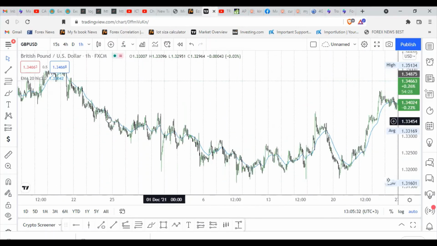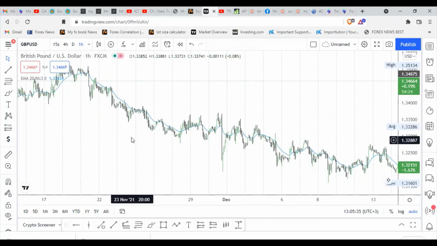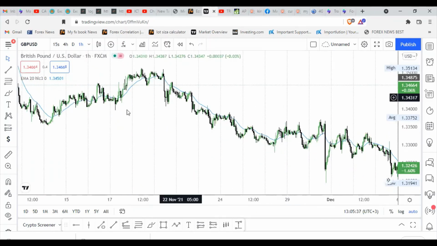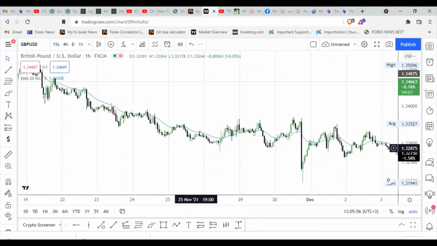So let's look at what happened in the past here. Let's look from this area. This moving average was acting as a resistance to price. As you can see, the price came down, tested the moving average, was rejected, came down, tested it, was resisted again, tested, resisted, like that.